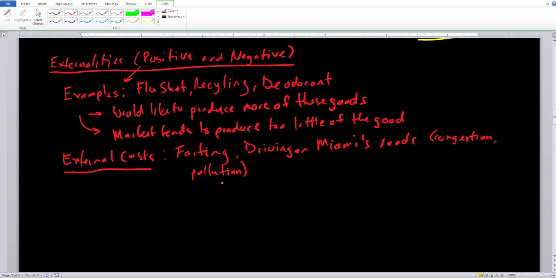And with these external costs, we do notice that, hey, without any government intervention at all, without any type of intervention, we tend to produce too much of these type of goods. So we tend to fart too much, we tend to drive too much on the roadways, so the market tends to produce too much of the good.